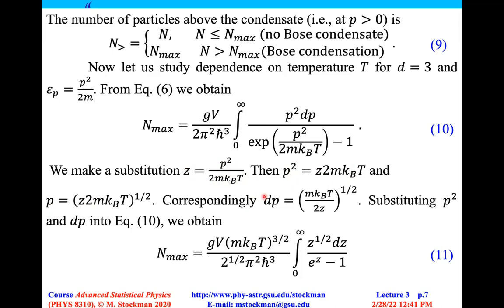Now find dp. We'll take p with index 1/2, power 1/2. That gives me coefficient 1/2. So instead of 2 in the numerator, I get 2 in the denominator. z has become z to the power minus 1/2. So it's also in the denominator. And I'm substituting p squared, this one, and this dp into this equation. The p squared gives me z, and dp gives me 1 over the square root of z. So I'm left with the square root of z. The exponential here is e to the z, and minus 1 in the denominator. The power of 2m kBT from this substitution is 1/2 from dp, and first power from p squared, so the power of 3/2. And this coefficient 2 gives me 2 to the power of 1/2. So we're done with this.